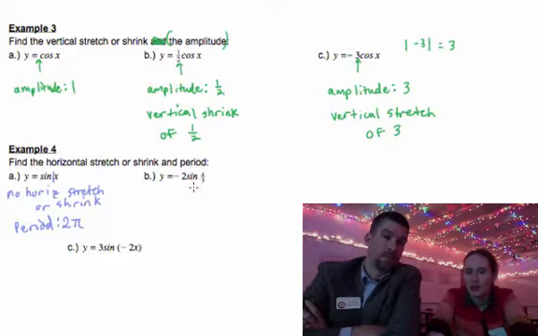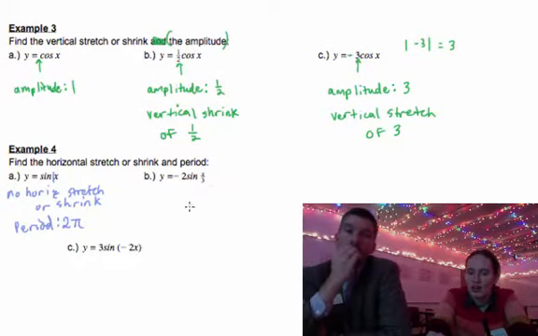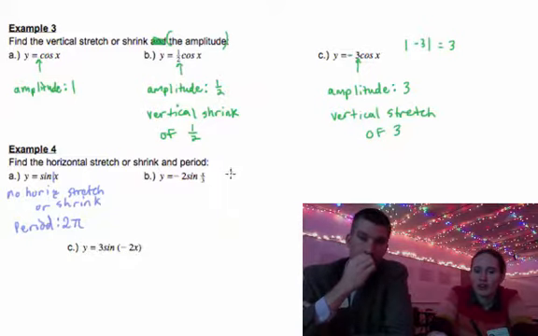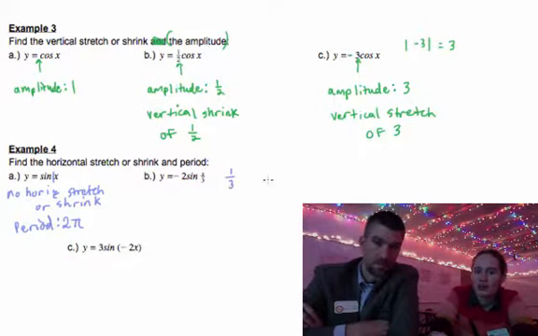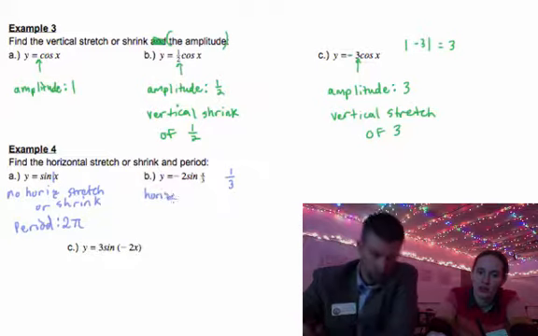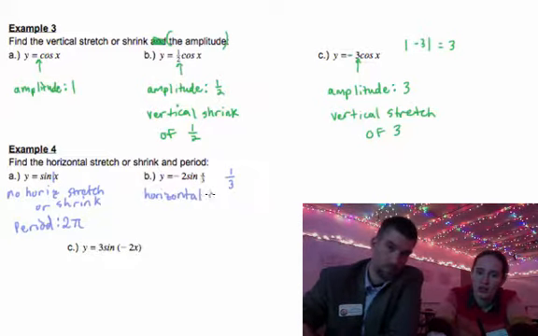Now on this one, -2 sine of x over 3. We've got a 1/3 in front of x. When we talk about horizontal stretches and shrinks, if this is a fraction, that means we're stretching. It's the reciprocal. So this is a horizontal stretch by 3.